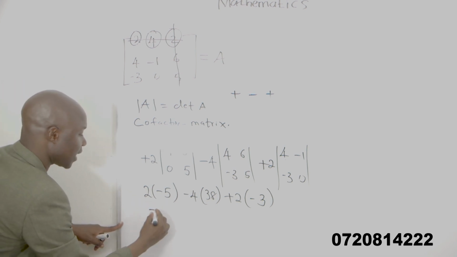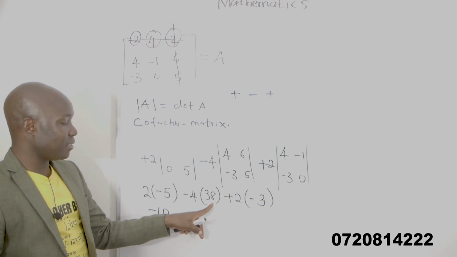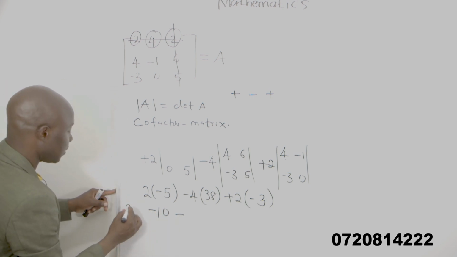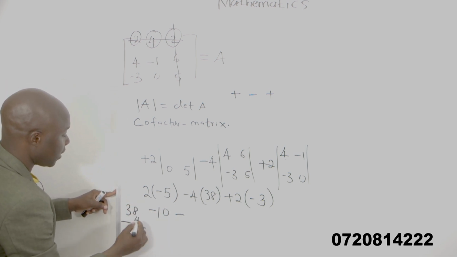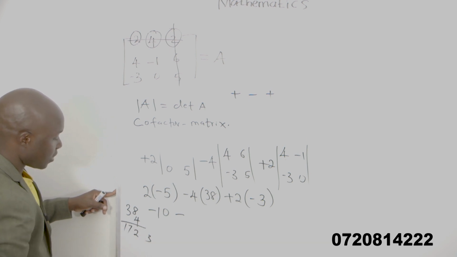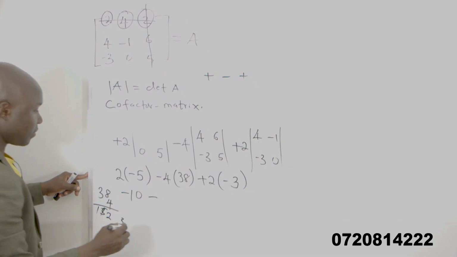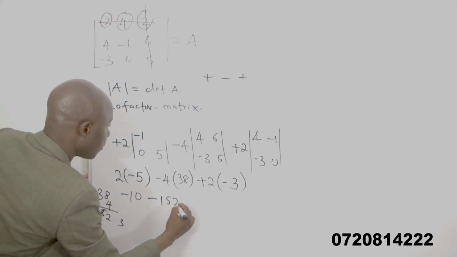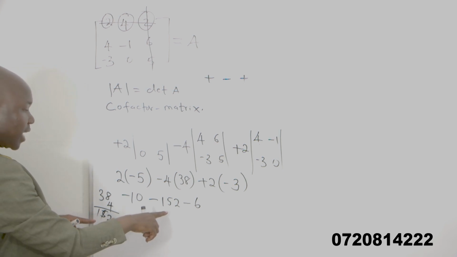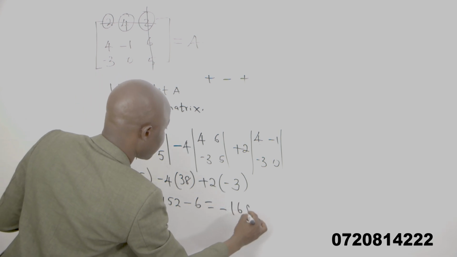So here we are going to have negative 10 minus 4 times 38, which is the same as 76 by 2. Let's multiply 38 by 4. We get 32, we carry 3, here is 12, so we get 152. So it is minus 152 minus 6. When we subtract everything, it is negative 162, negative 168. So the answer becomes negative 168.